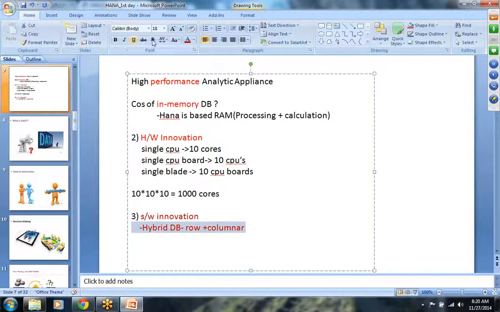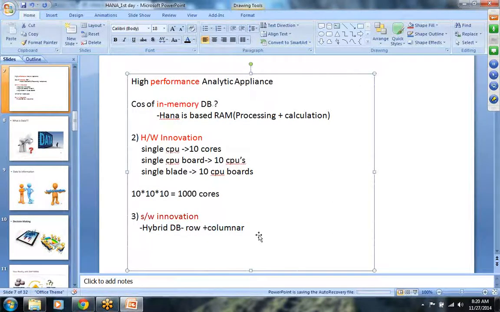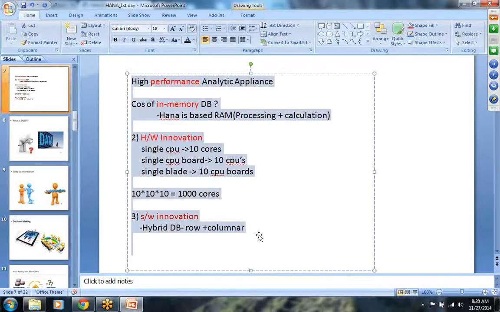And what happens with other traditional databases? They use only row structure. The data records are stored in the form of rows. But here it can also be used in the form of columns. The row storage is used for inserting data.